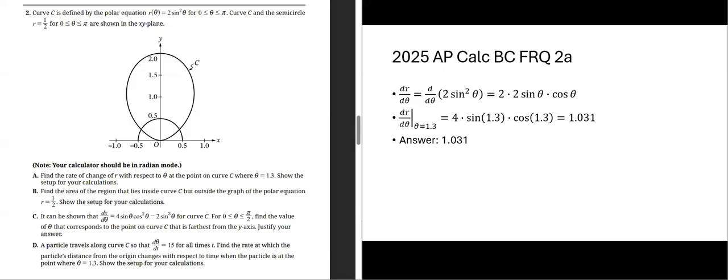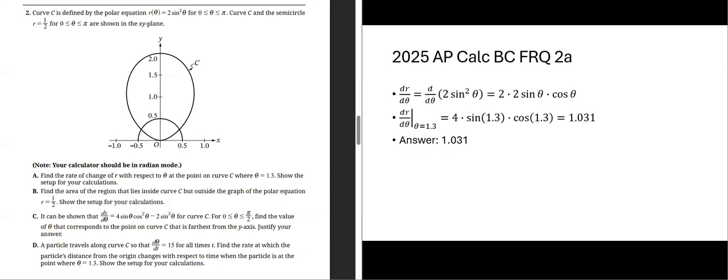This is number 2. This is for sure a BC only question because this is a polar curve. Number 2 says curve C is defined by the polar equation r of theta equals 2 sine squared theta, where theta is between 0 and pi. Curve C and the semicircle r equals half for theta between 0 and pi are shown in the xy plane. Calculator should be in radian mode, especially for this one.